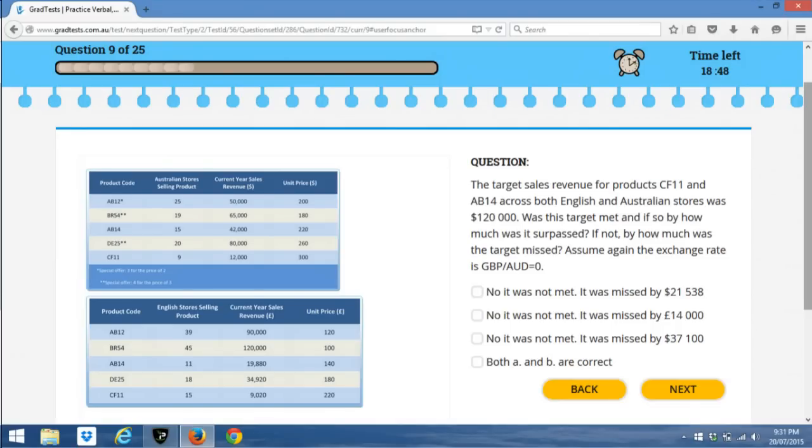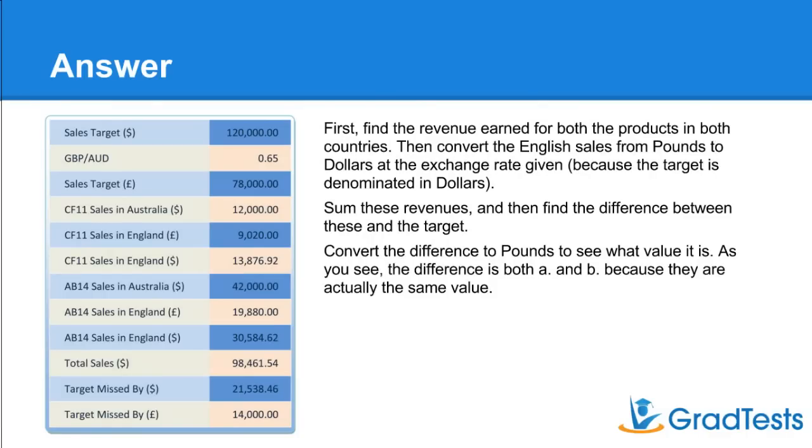So again, we need to just concentrate on two products here, CF11 and AB14. And because we're trying to do something across both stores, we're going to have to get a common currency again. So because the target is in Australian dollars, we should convert the English store sales into Australian dollars. So everything is in a common currency, it's all going to be in Australian dollars, and we can make an easy comparison. So let's do that. We've got all the working here, and we've got some of the inputs as well, just so it's all on the same page. So remember, the sales target was 120k Australian dollars. The exchange rate was 65 pence buys $1 Australian.